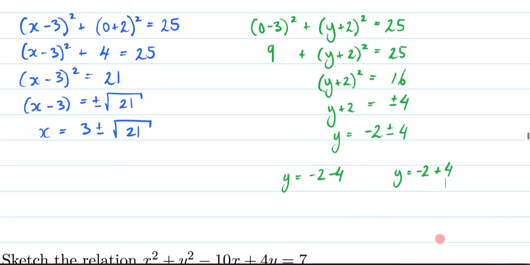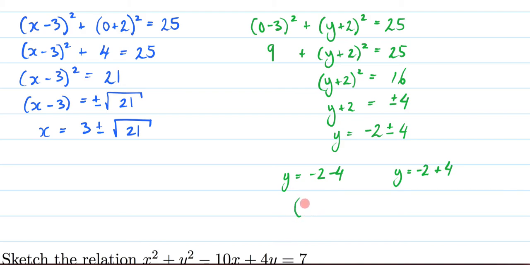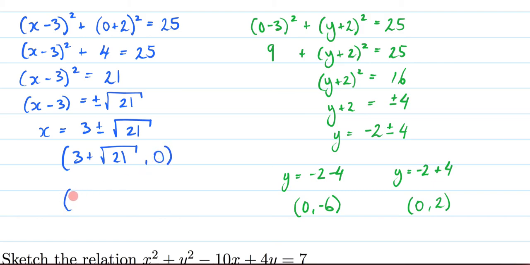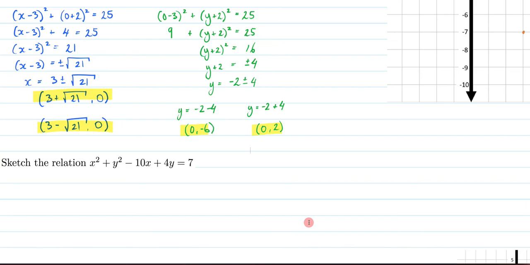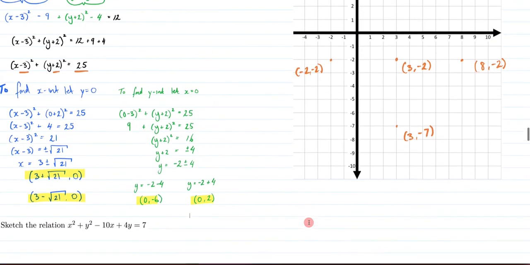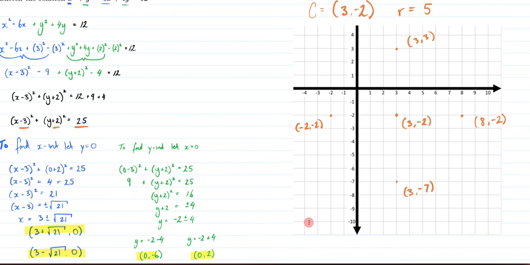That means I'm going to get 0, negative 6, and 0, 2. And over here, this will be 3 plus the square root of 21, 0, and 3 minus the square root of 21, 0. So I have 2 x-intercepts and 2 y-intercepts. Then we zoom out, right out, come up here, perfect.